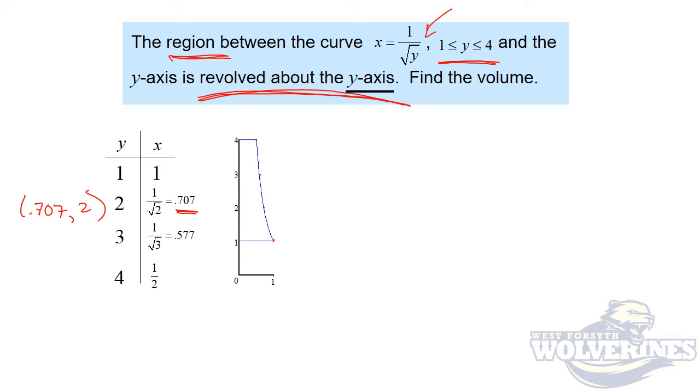So our region is this region in here, right? We're told it's bounded by that curve and the y-axis, right? We've got our curve and our y-axis from y equals 1. That's our bottom number.